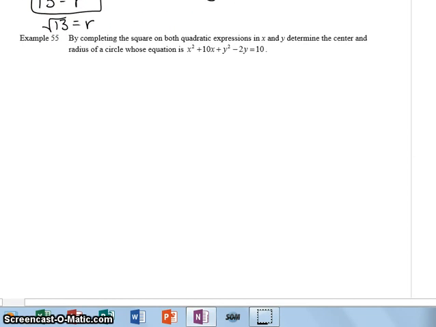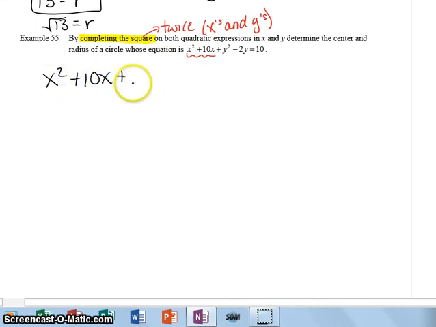Last example here, example 55. By completing the square on both quadratic expressions in x and y, determine the center and the radius of a circle whose equation is given. Okay, so we're going to complete the square twice, and we have to do it to the x's and the y's. So I'm going to group these x's first, and I'm going to write x squared plus 10x plus blank, plus, now I'm going to group the y's, and I write y squared minus 2y plus blank equals 10.